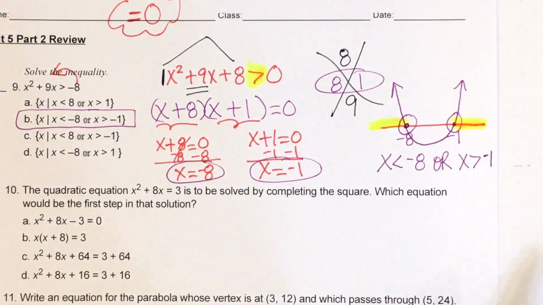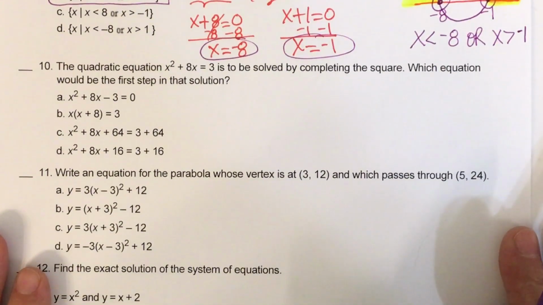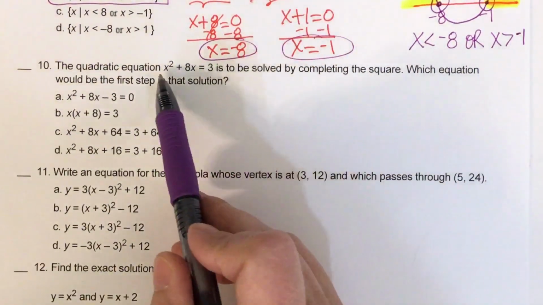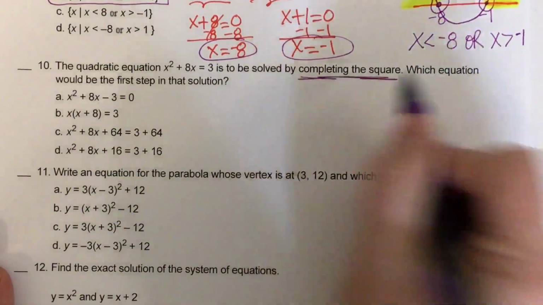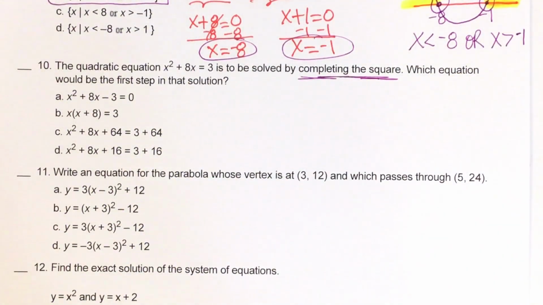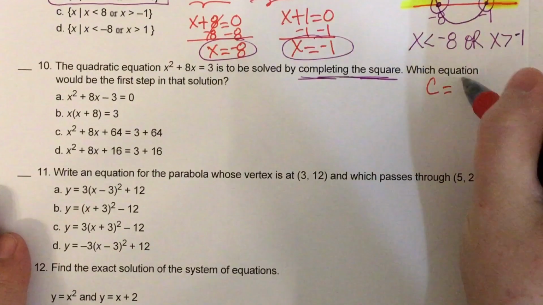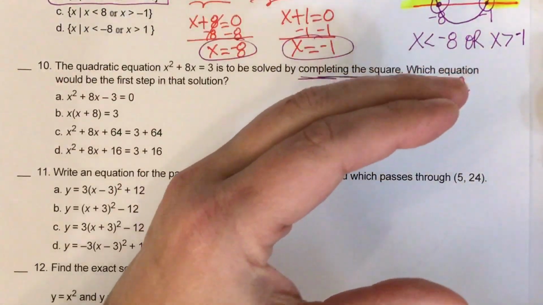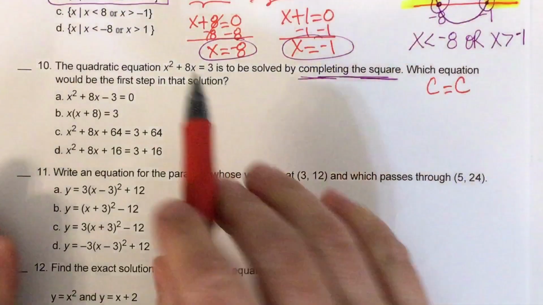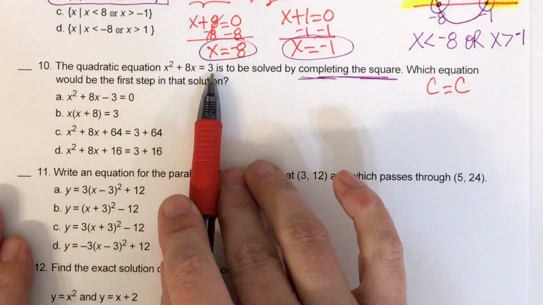Okay, number 10 says the quadratic equation x squared plus 8x equals 3 is to be solved by completing the square. Which equation would be the first step in that solution? Okay, so when you complete the square, you do want the constant on the right. Complete the square, constant on the right. C. So the constant is already on the right.